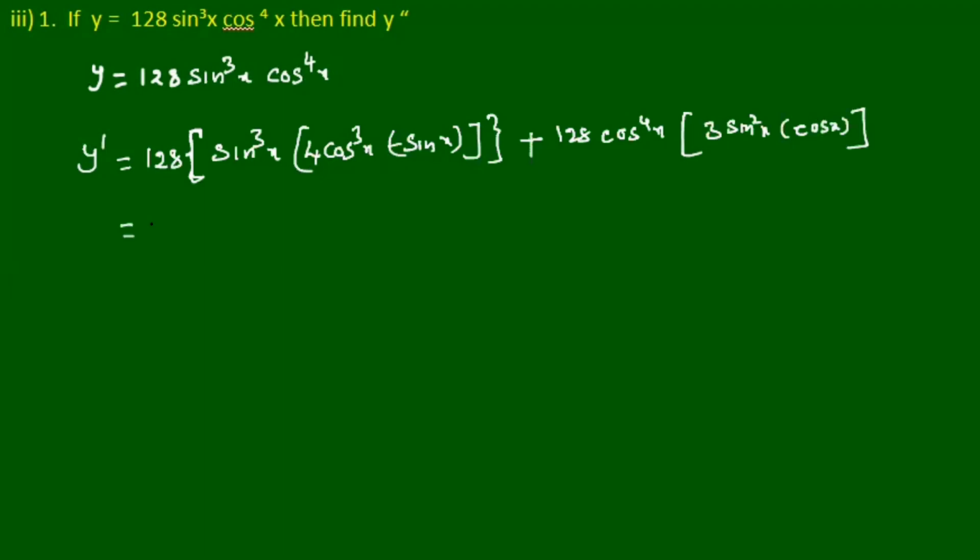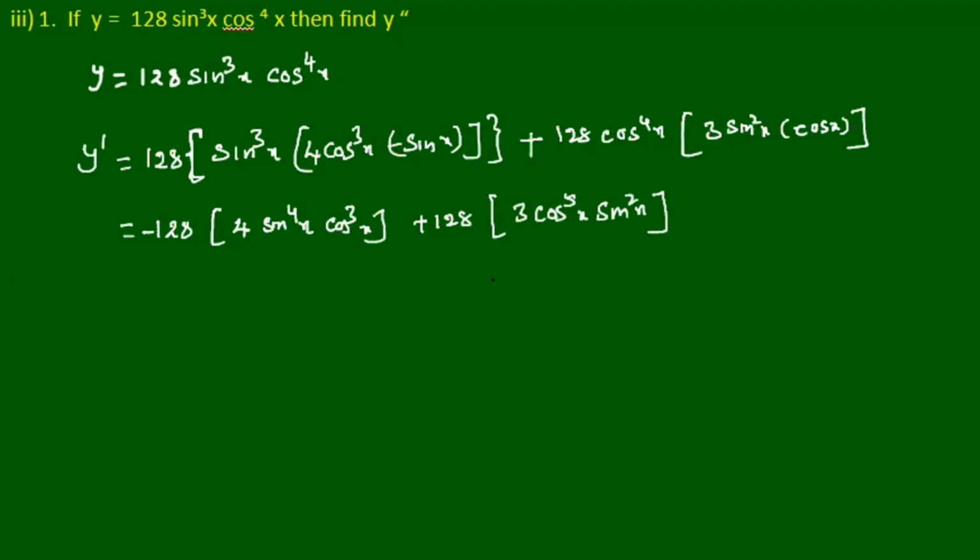Next, if you simplify all these things, 128 into minus 128 into 4 into sin power 4x cos cubed x first term, and then plus 128 into 3 cos power 5x sin square x, right?